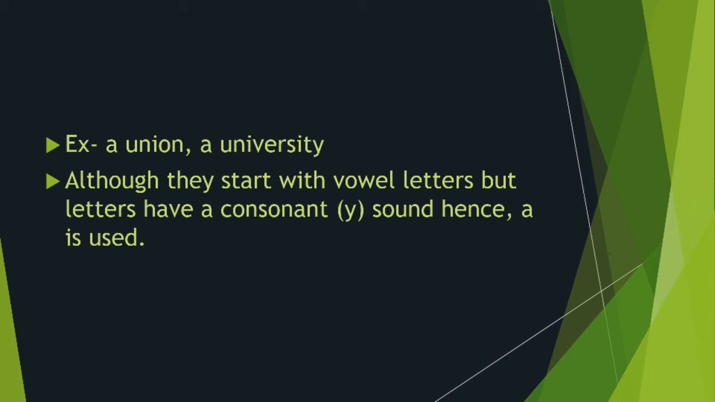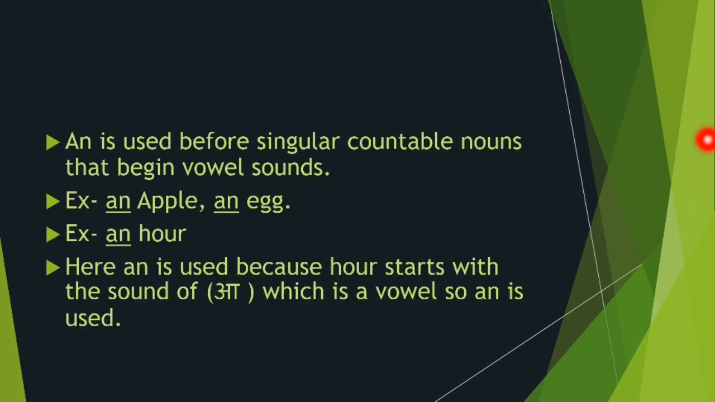If in the starting of any word, किसी भी word के starting में उनमें से कोई भी sound आ रही है, then you will use an because those are vowel sounds. और उसके अलावा, except those sounds, you will use a. Okay, an is used before singular countable nouns that begin with vowel sounds. an भी हमेशा singular countable nouns के साथ यूज होगा, but कब यूज होगा? When there will be vowel sounds in the starting or the beginning of the word.